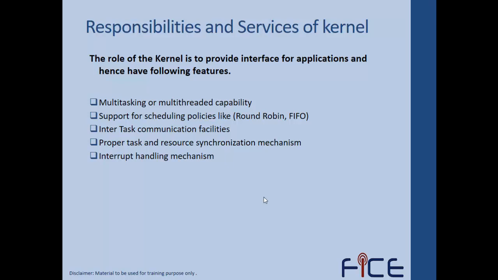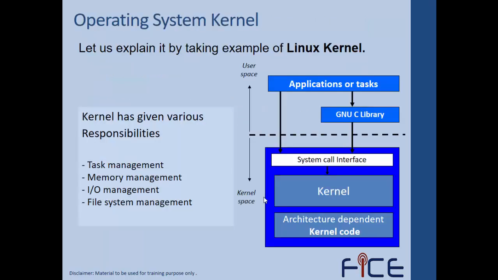Multitasking or multi-threaded capability: the kernel does task scheduling. Next is support for scheduling policies like round robin, priority, first in first out, last in first out. Then inter-task communication facilities, proper task and resource synchronization mechanisms, and interrupt handling mechanisms. These are all functions and features of the kernel. All of these things are managed by the kernel only. That's why the kernel is called the heart of the operating system.